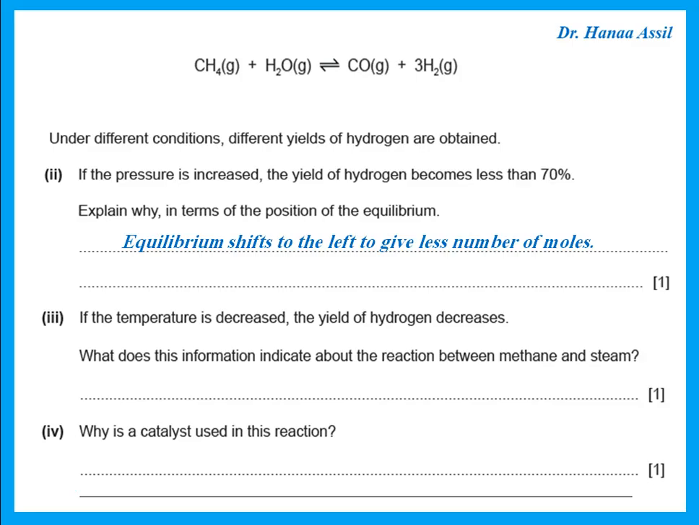If the temperature is decreased, the yield of hydrogen decreases. What does this information indicate about the reaction between methane and steam? Now, he's lowering the temperature. You should realize that if we lower the temperature, it goes to the side that is exothermic. Lower temperature goes exo. Now, he lowered the temperature and he got less hydrogen. That means he went backwards. And that means the backward is the exo, and that means the forward is endothermic. Are we following? If we increase pressure, it goes to the side with less number of moles. If we decrease temperature, it goes to the side that is exo, or the opposite.